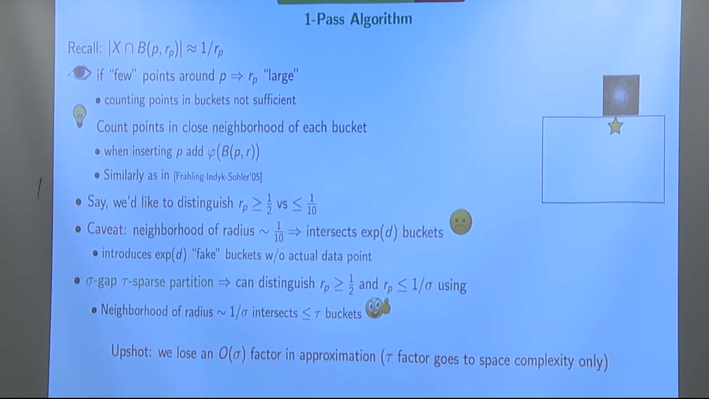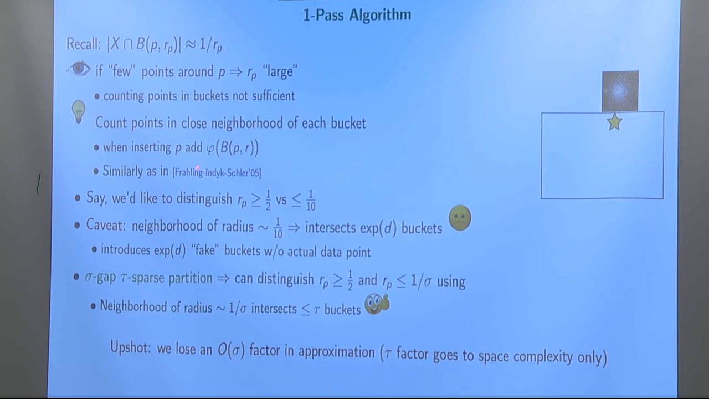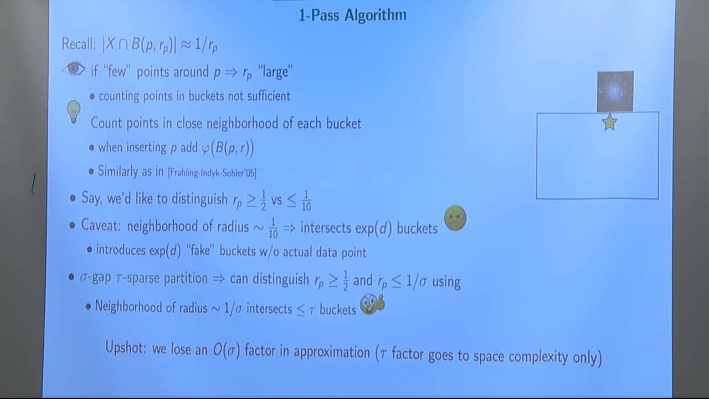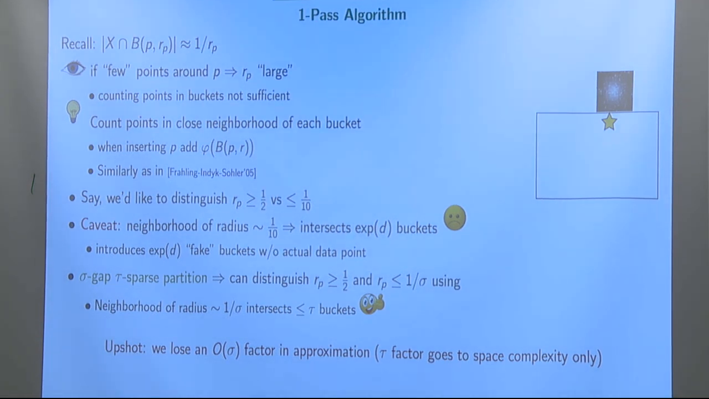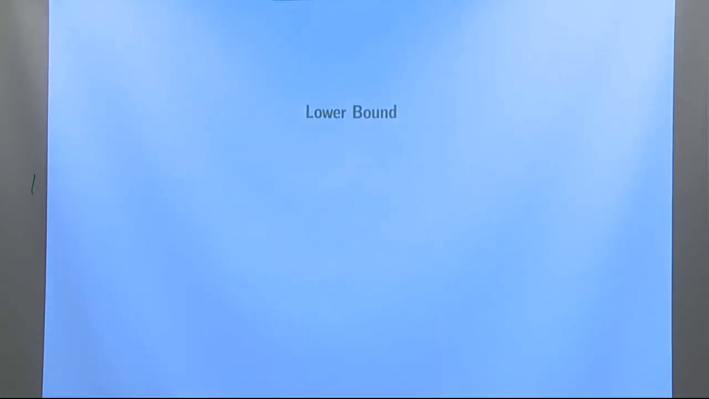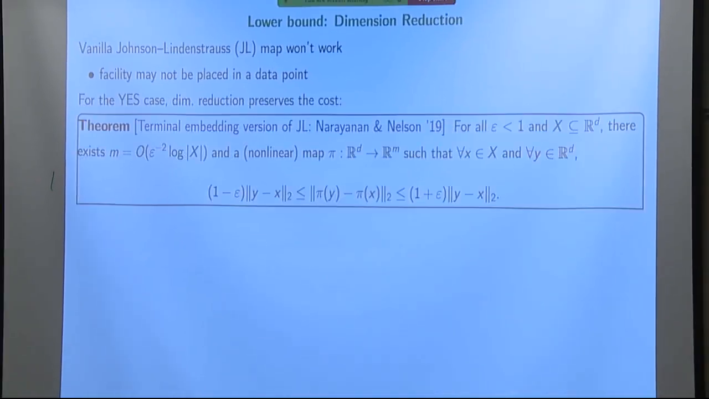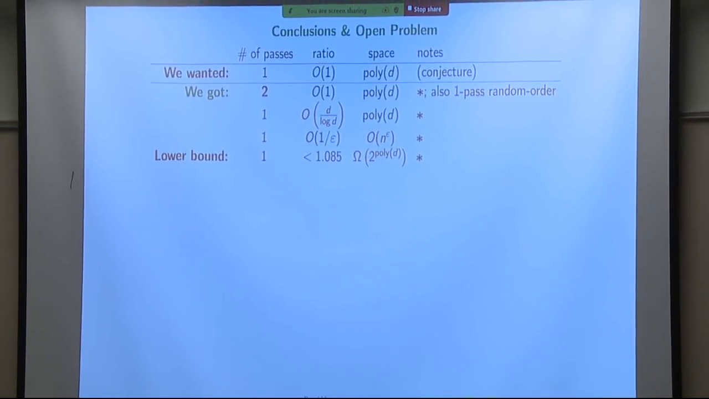The point is that you need to make these neighborhoods small enough so that you don't increase the support of the sampling too much, and so you need to sacrifice this sigma parameter of the sparse partition, which will translate into a loss in the approximation factor of the algorithm. Okay, so I will probably skip the lower bounds. It's just a communication complexity exercise with some tweaks. So these are all the results.